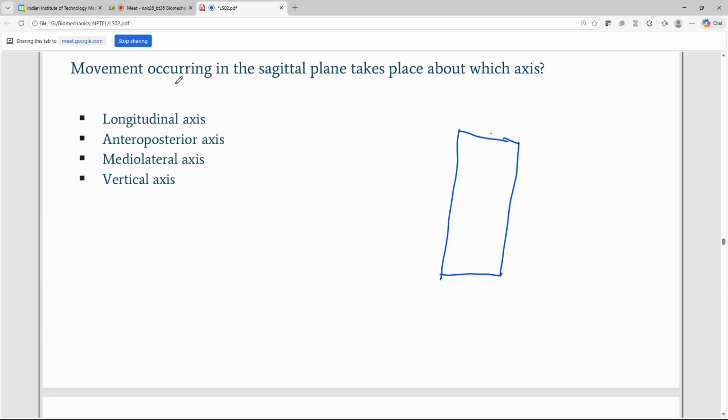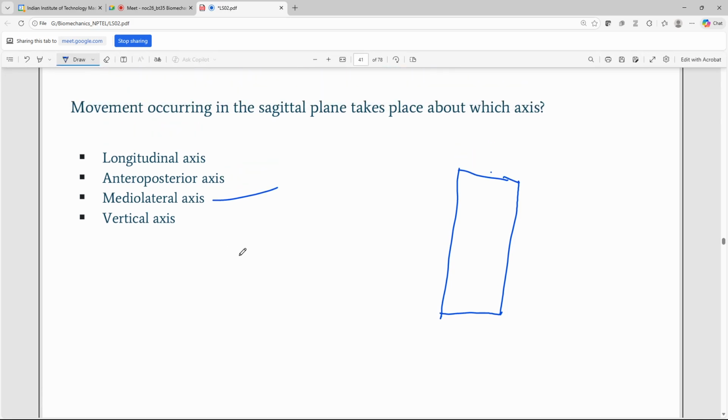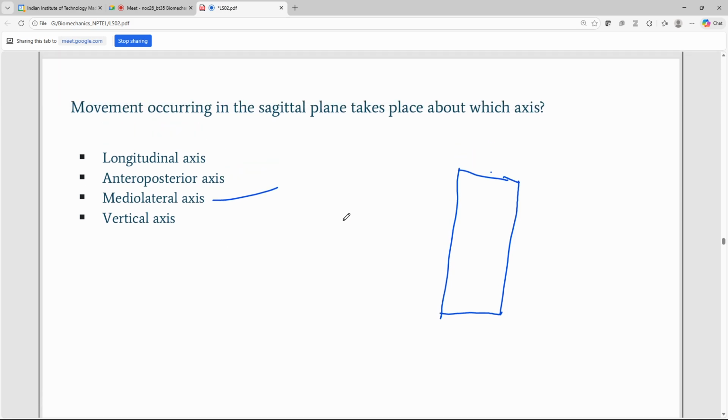This is our question. Movement occurring in sagittal plane takes place about which axis? That is the mediolateral axis. Because there is nothing about translation in our body with respect to its other parts, we can only rotate. So abduction, adduction, flexion, extension, everything is rotation. All rotation needs one particular axis of reference, and this axis of reference will be perpendicular to the plane which the motion is confined to.